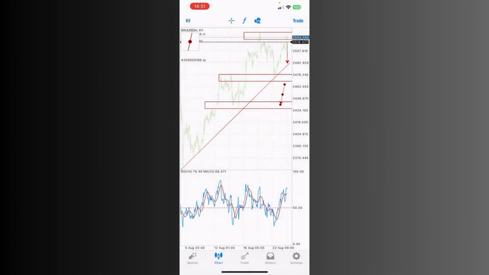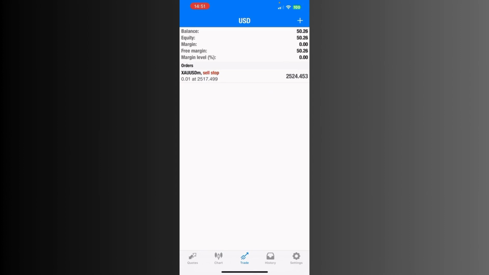Let me just use this H1 so you guys can see clearly. As soon as there is a breakout here, you can enter again for the sell. Or if there's a reversal here, then you can enter for the buy. Hope you guys are understanding. So guys, this is how you use this trend line and key level to enter a trade.